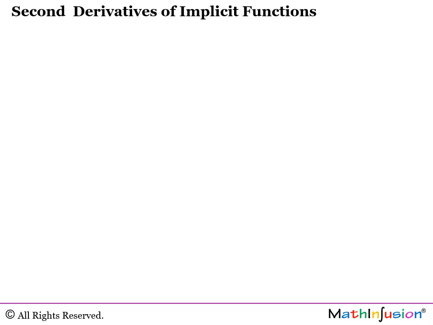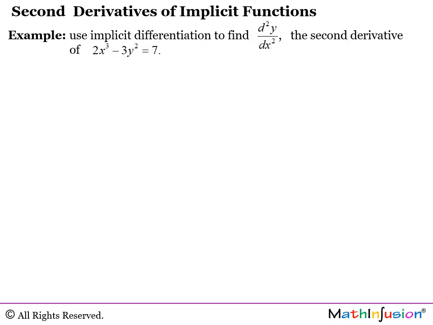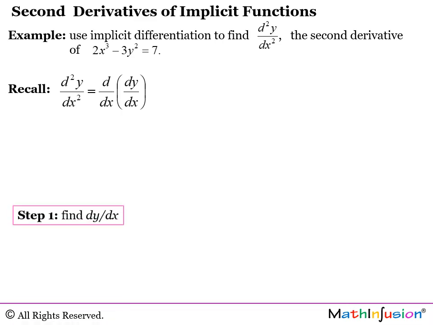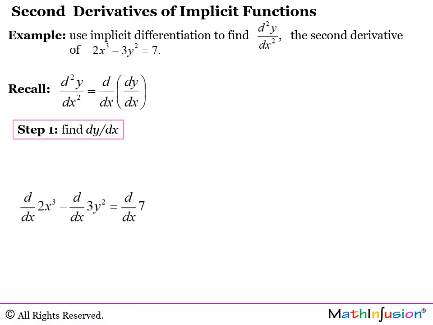Second derivatives of implicit functions. We are going now to show an example to learn how to do that. We are going to use implicit differentiation to find the second derivative of 2x cubed minus 3y to the power of 2 equals 7. I would like to recall that the second derivative is the first derivative of the first derivative. So first we have to find dy/dx.